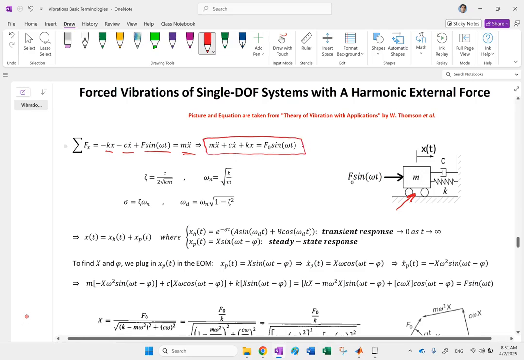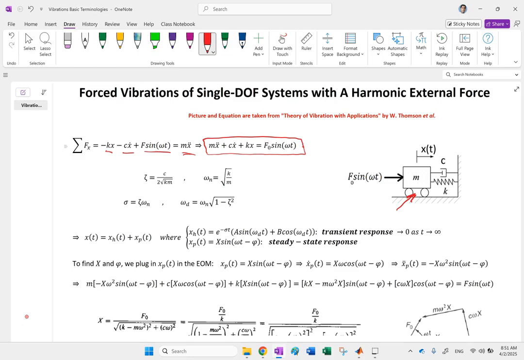Here we go. So now, using the notations from previous lectures, calling square root of k over m omega n, and c over 2 square root of km zeta, and also calling omega n times square root of 1 minus zeta squared omega d, and zeta omega n sigma, you know that this ODE is not homogeneous anymore. The right-hand side is not zero. Therefore, you have two parts to the solution, a homogeneous part and a particular part.